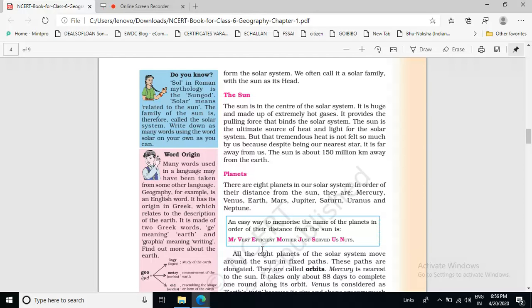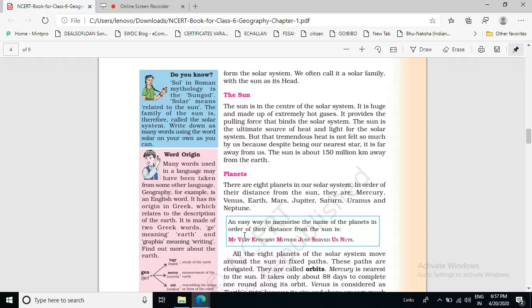Okay, then Venus, the first letter is V, and V for Venus. Earth, the first letter is E, E for Earth. Mars, the first letter is M, M for Mars. Jupiter, the first letter is J, and J for Jupiter. Saturn, the first letter is S, and S for Saturn. Uranus, the first letter is U, U for Uranus, and Neptune, the first letter is N, and N for Neptune.